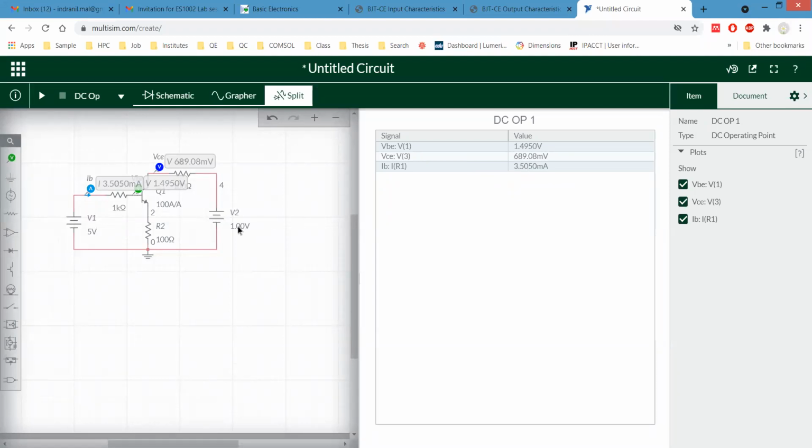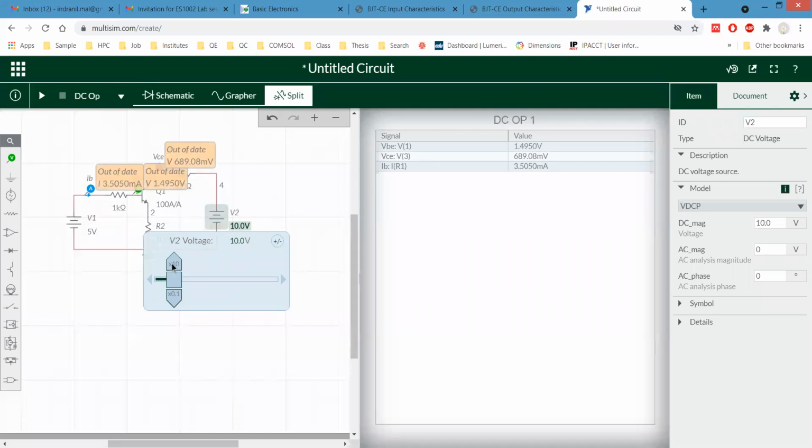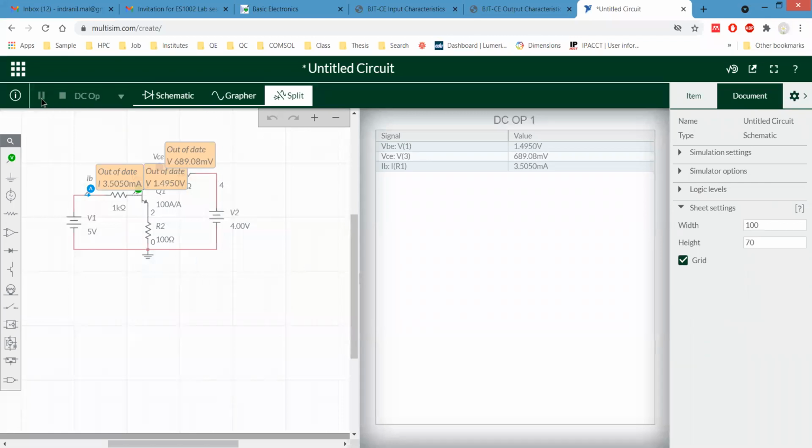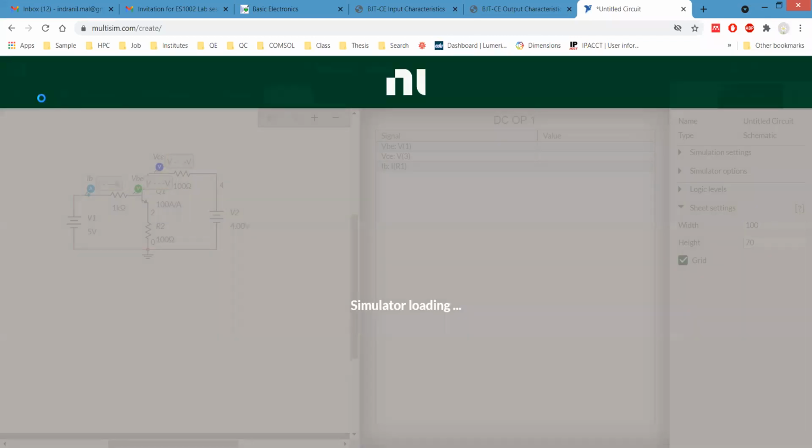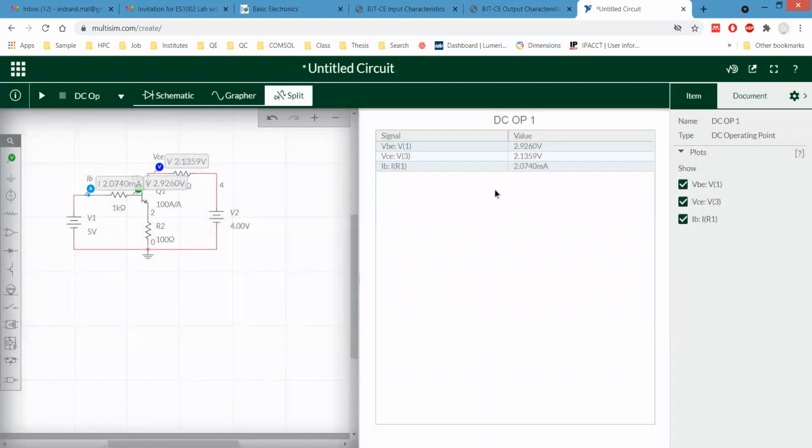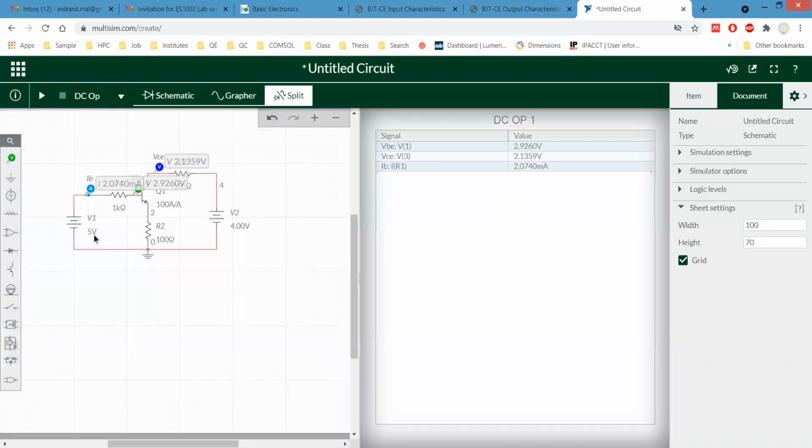Then I'm increasing the value, then only it will be easier to have good data. Okay, now let's run it. VCE is 2.1359 volt. Please note it down. That should be constant, we are not going to change it. Now we are going to change the value of this VB value. Sorry, we should change it accordingly.